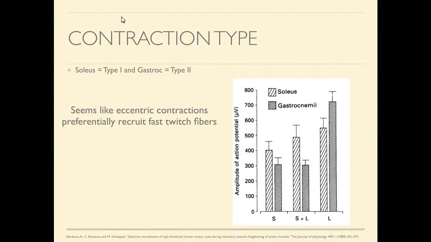We also see here that what we're looking at is action potentials, or essentially the stimulation of fibers. The soleus is a slow twitch muscle group, and the gastrocs is a fast twitch muscle group. If you look at shortening contractions only, you get a little bit more amplitude in the slow than fast. But if you go to lengthening contractions only, it looks like the gastrocnemius has greater recruitment than the soleus, which indicates that eccentric contractions preferentially recruit type 2 fibers.